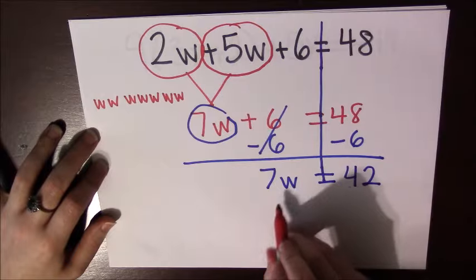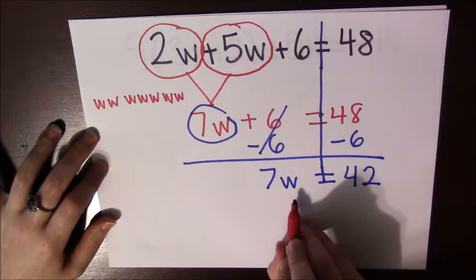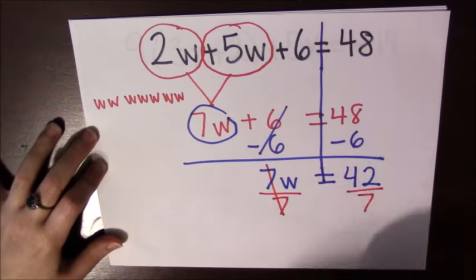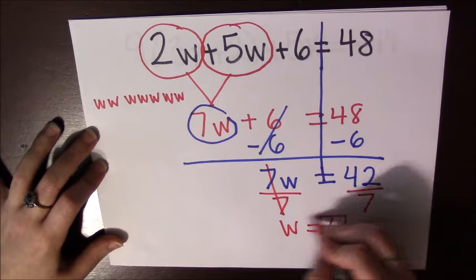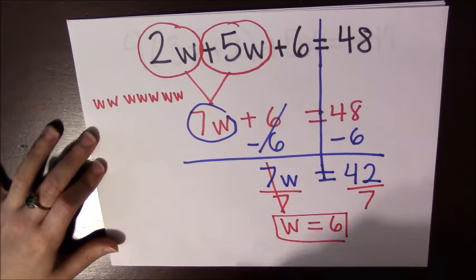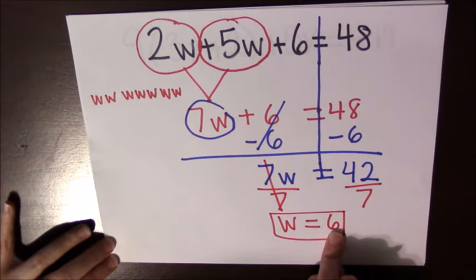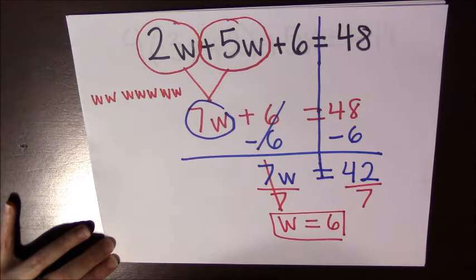Now I need to get w by itself. That's my goal. So how do I get rid of the 7 in front of the w? I divide both sides by 7. They cancel. So w equals 6. And don't forget to check your answer. Here I'm going to check the answer for this one, but I probably won't do it for the other ones. So now I substitute 6 in for every time I see w. I see it twice here, so I have to put it in twice.